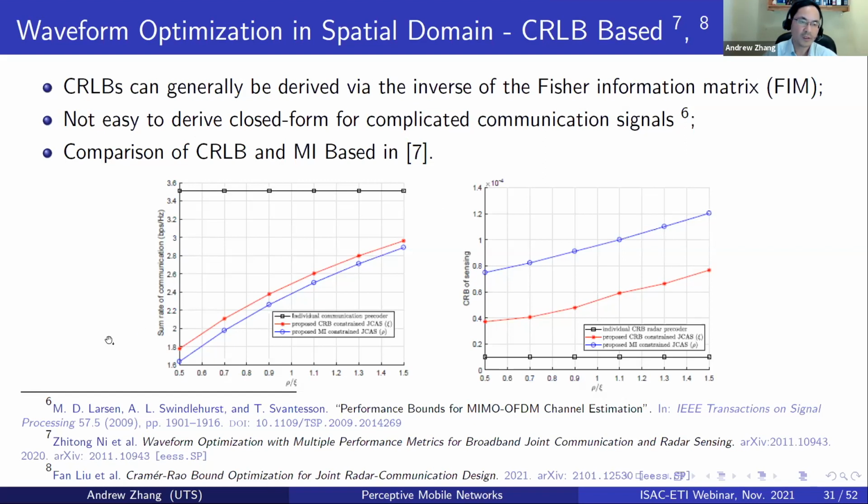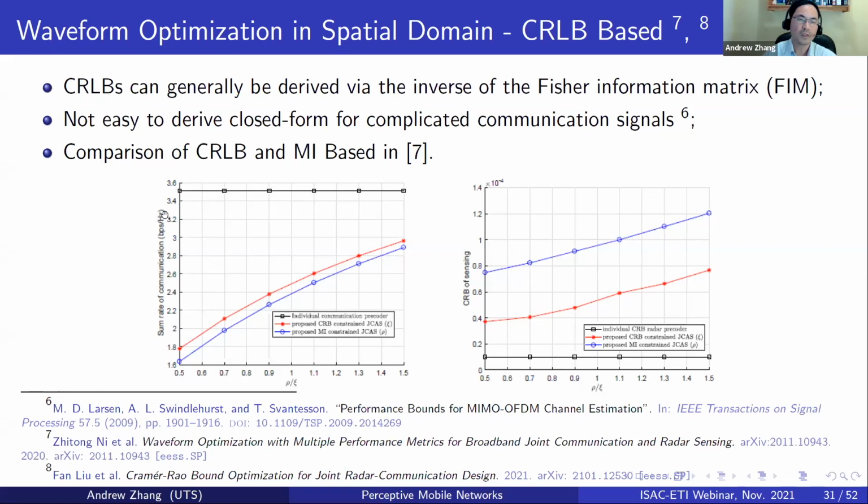There are a few works, including our own and Professor Liu's recent ones. In our own work here, we not only studied the CRB-based optimization, we also put mutual information-based ones together, and we compared these two approaches, their performance, their relationship, for example, in terms of the achieved sensing performance, whether optimization based on MI is better than CRB, or whether optimizing one can lead to optimal or nearly optimal output for the other one as well.